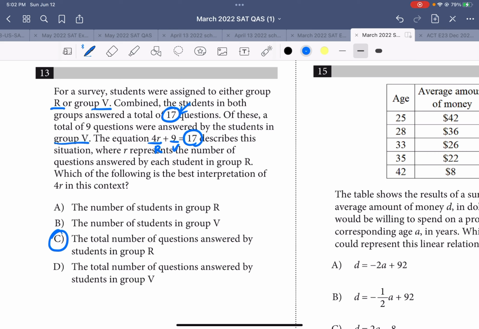Next one, number 14. How many solutions does the equation have? So when you distribute, you end up with 5x plus 5 equals 5x plus 5, which means an equivalent equation. That means infinitely many solutions. Okay, they are overlapping the same line, so their overlapping points should be infinite.